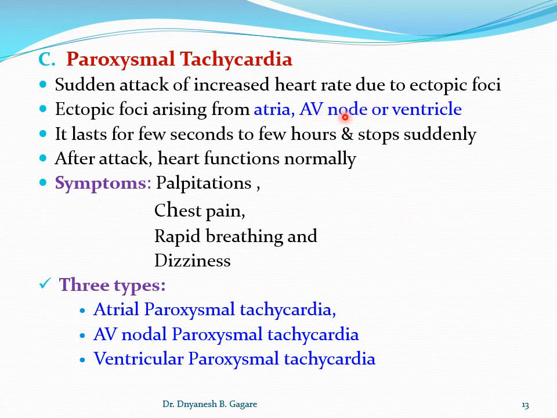Simply, any part of the heart other than the SA node, it leads to an increase in production of impulses, or there is a sudden attack of increased heart rate due to some other part of the heart. It starts generating impulses, and that is more than the normal pacemaker, the SA node. So this other part generates impulses at a higher rate than the SA node.